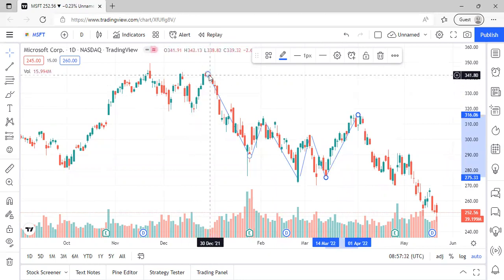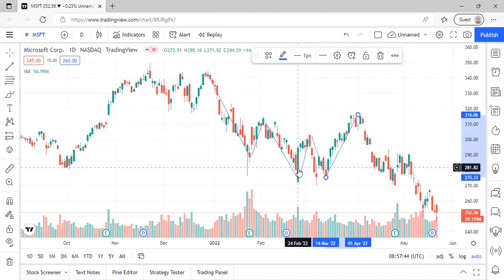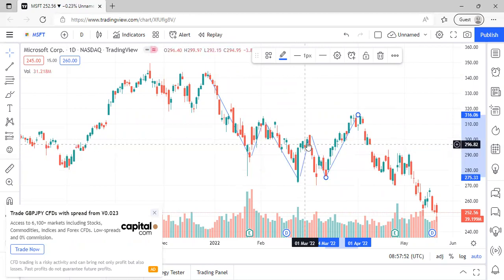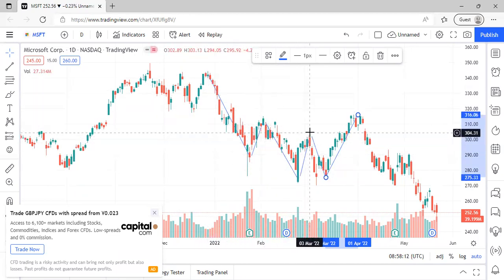So the first double bottom is in fact located over here. You see the first bottom and the second bottom. A bullish trend will happen especially at this point in time, which is situated on the 24th of February this year. As you can see, it is all uptrending up to the point of 3rd March. From the 24th of February up to 3rd March, you can see there is an uptrend. So therefore, this is in fact a bullish signal.